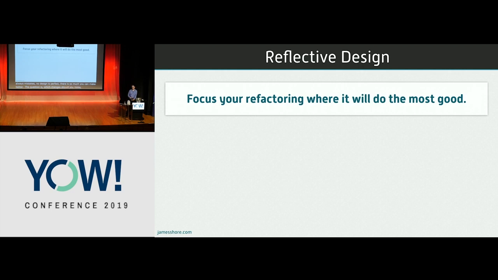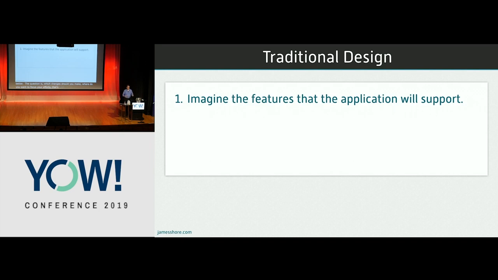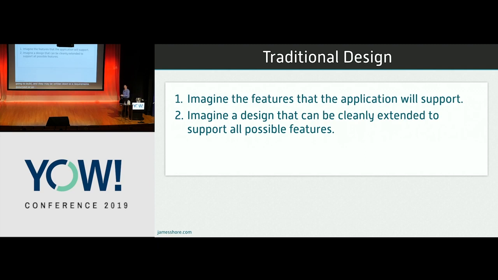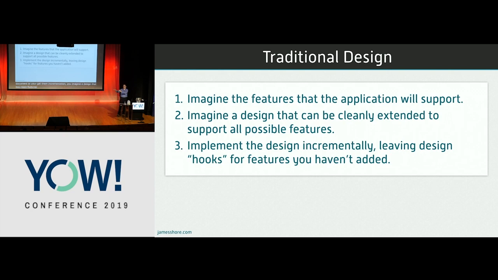Traditional design is speculative. You imagine the features that you're going to build, and they may be written down in a requirements document, or you might just get them incrementally. You imagine a design that's going to cleanly support those features and any other feature you think might come in the future. And then you build the piece that you care about right now, leaving hooks for the future design changes that you're expecting. This is the difference between incremental design and evolutionary design, by the way. Incremental design still uses this traditional approach, it just does it in small pieces. Evolutionary design doesn't look ahead in this way.